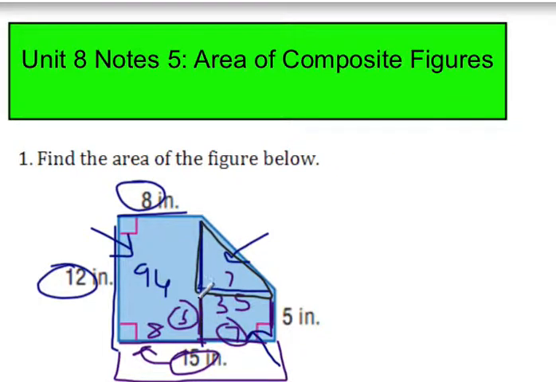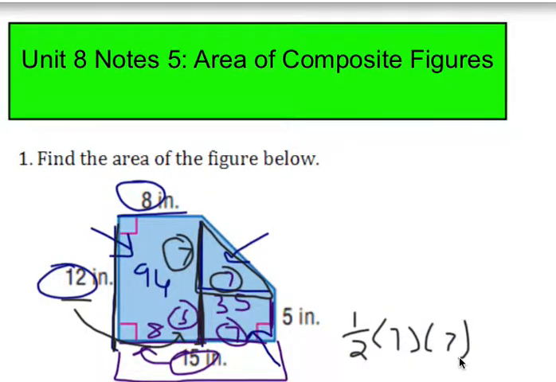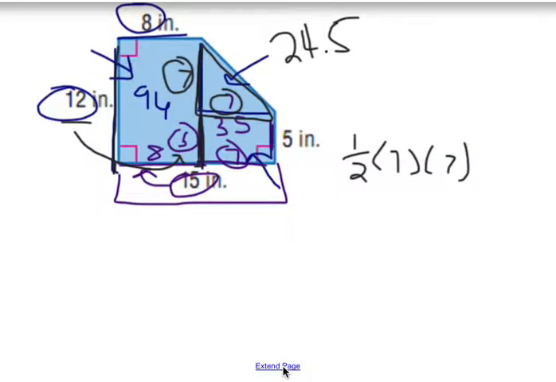Last but not least, let's take a look at this triangle right here. So we know from here to here is 5. We know that this entire side, meaning here as well, is 12. So to get this length, we're going to do 12 minus 5, which is going to give us 7. So we have a triangle whose height is 7 and whose base is 7. To get the area of a triangle, we do 1/2 base times height. Now, when you do that, you get 24.5.